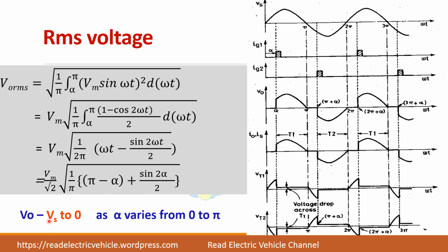By varying the alpha from 0 to pi, you can see here alpha is 0 at this position. You keep on increasing, you can increase alpha till pi. By varying this alpha, you can vary the output voltage from Vs to 0. If your alpha is 0, you will get full voltage, so it will be Vs. If alpha is equal to 180 degree, that is pi, output voltage is 0. So you are able to control the output voltage.